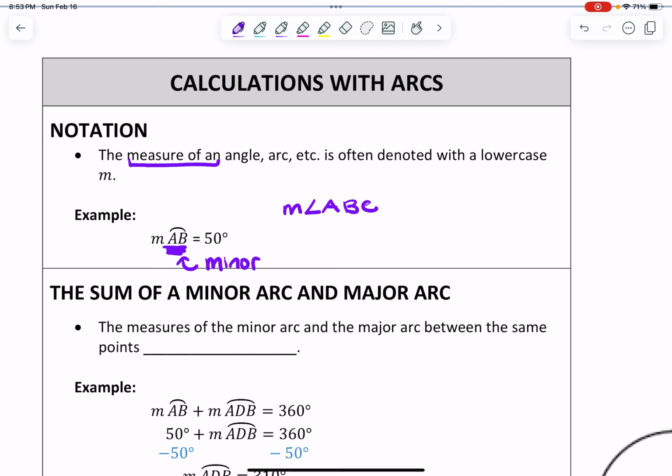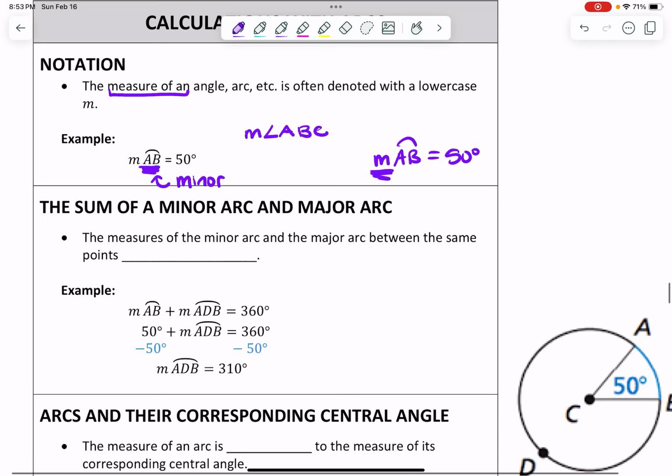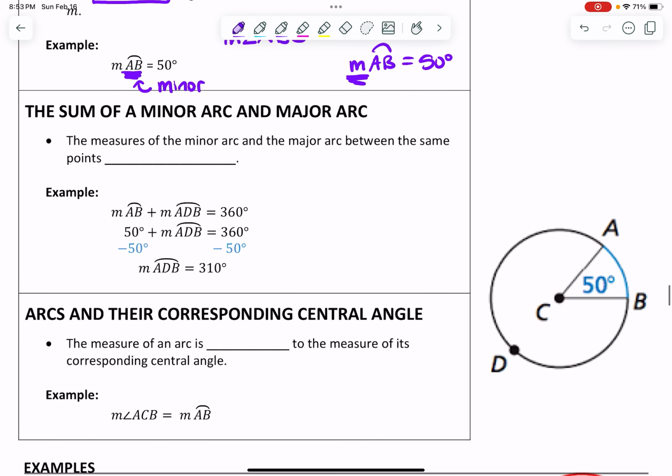Typically we don't say arc AB is equal to 50 degrees. We talk about the size or the measure of arc AB being equal to 50 degrees. So that m is just some notation that we'll see. It happens with arcs, it happens with angles. We'll just see it throughout the unit. The reason that I want to talk about it now is because we're going to be talking about the measure of certain arcs.